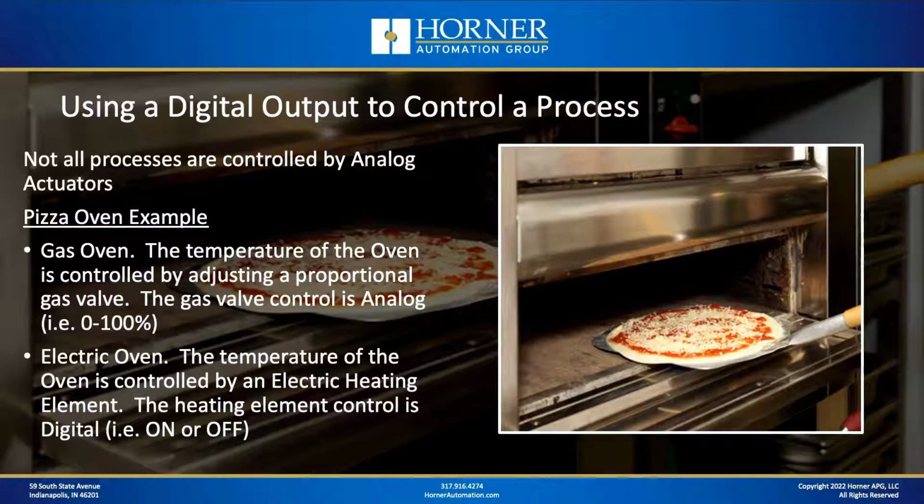Now let's talk about the specifics or the implications when you're wanting to use a digital output to control a process. First of all, why would you use a digital output to control a process? Well, let's talk about an example, getting back to our pizza oven. Let's say we have a gas pizza oven.